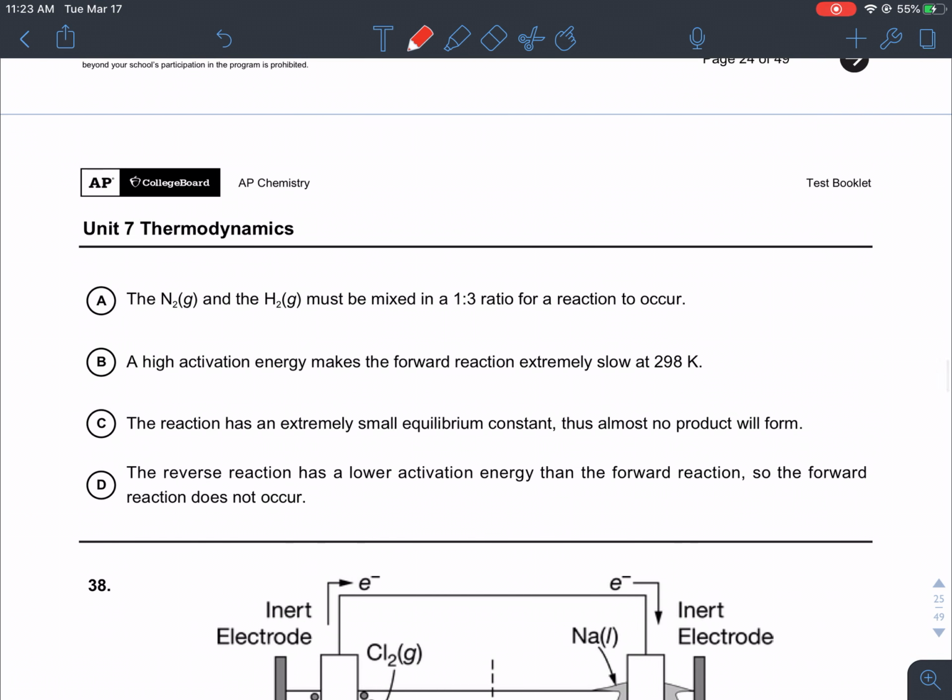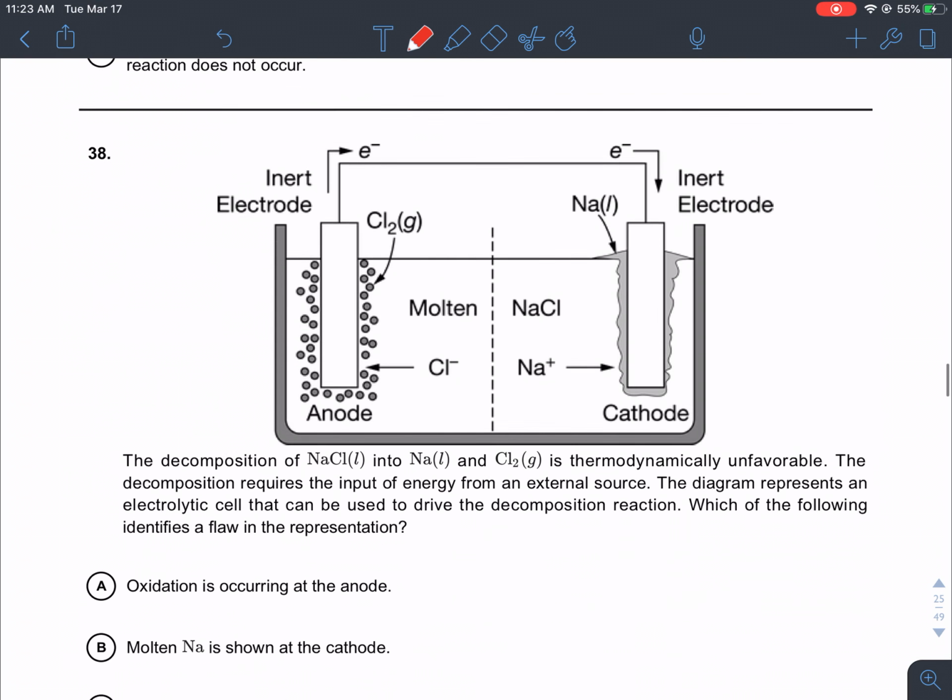All right. The answer is B. The high activation energy makes the forward reaction super slow. It's not that it is not going to happen. It's going to happen, it's just going to happen super slow, which doesn't mean it's not spontaneous. It is spontaneous. It's just high activation energy.